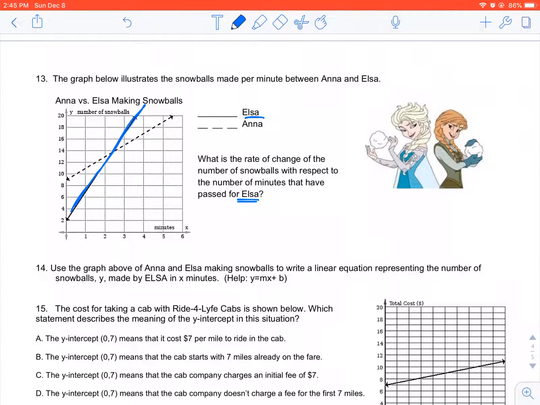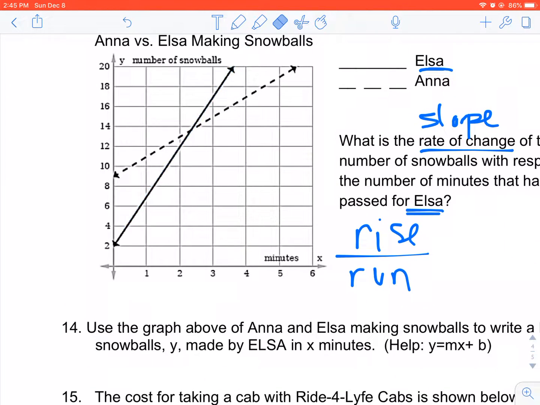So we're going to focus on rate of change. Rate of change is just another way to say slope. So when we count slope, we're going to count rise over run. So we need to look at her line, and we're going to find some good points for her. So let's see. This one's a good point because it goes through the corner of the squares. As I follow the line up, the next good point that I have is this one right here.